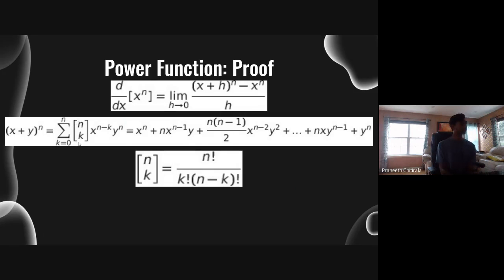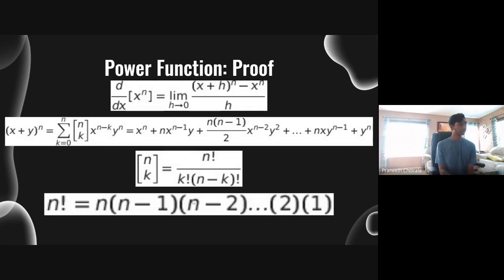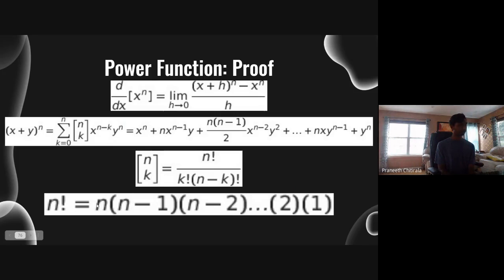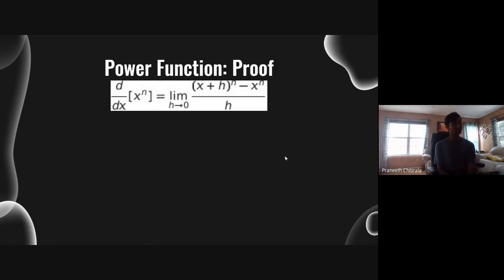And recall that this thing here is n choose k, where n choose k is just equal to n factorial over k factorial times n minus k factorial. And n factorial is just n times n minus 1 times n minus 2 all the way to 2 times 1. So essentially it's just the product of all integers less than or equal to n and greater than or equal to 1. Now we have all those facts, we can use that to solve for this limit.